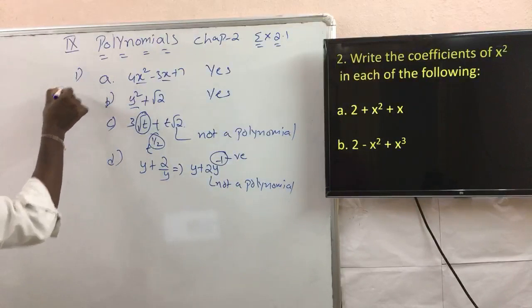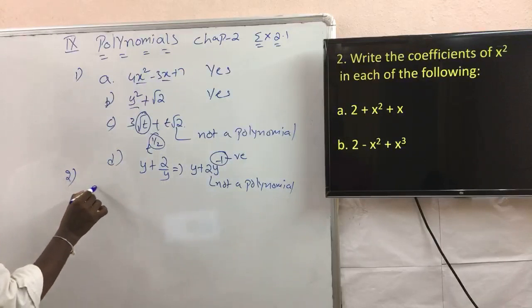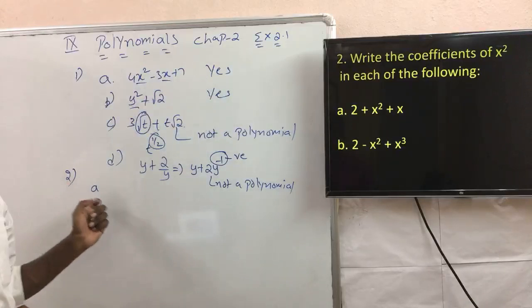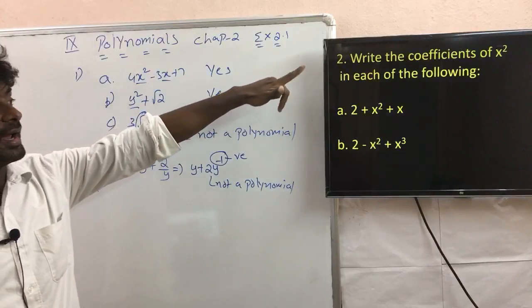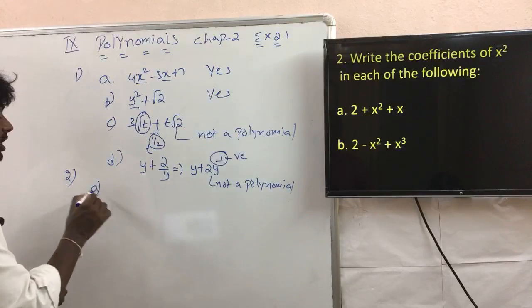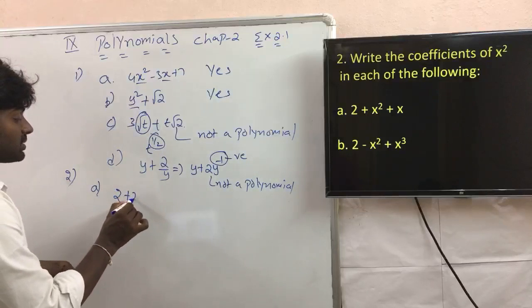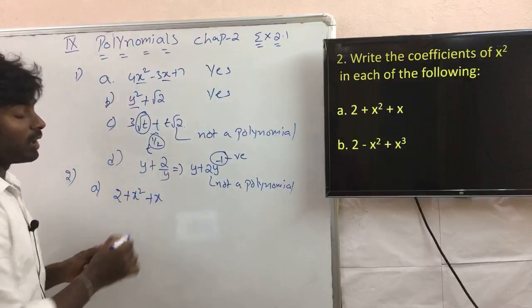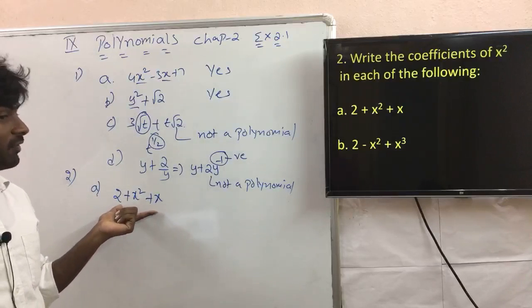Now, Exercise 2.1, second main, first question. It is asking to write the coefficients of x square in each of the following sums. So first one, here we have to mention the coefficient of x square: 2 plus x square plus x. What is the coefficient of x square here?